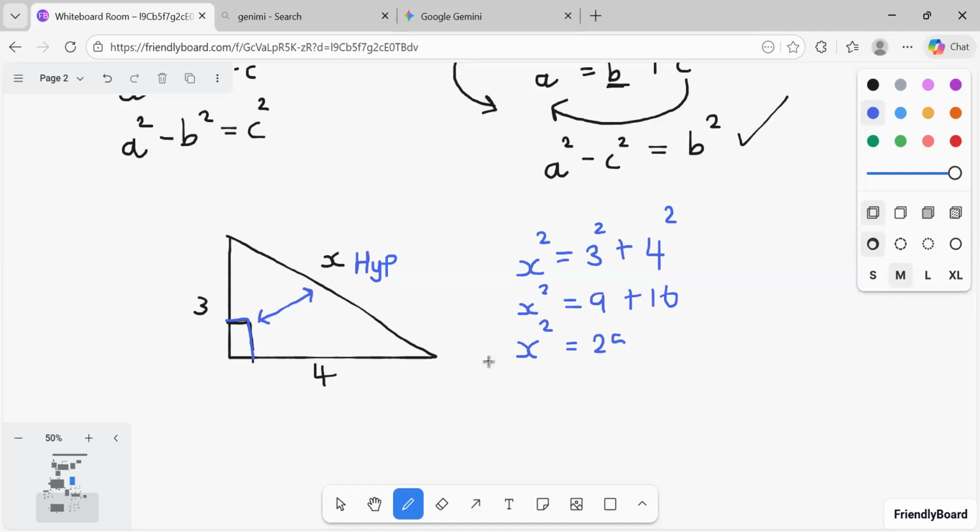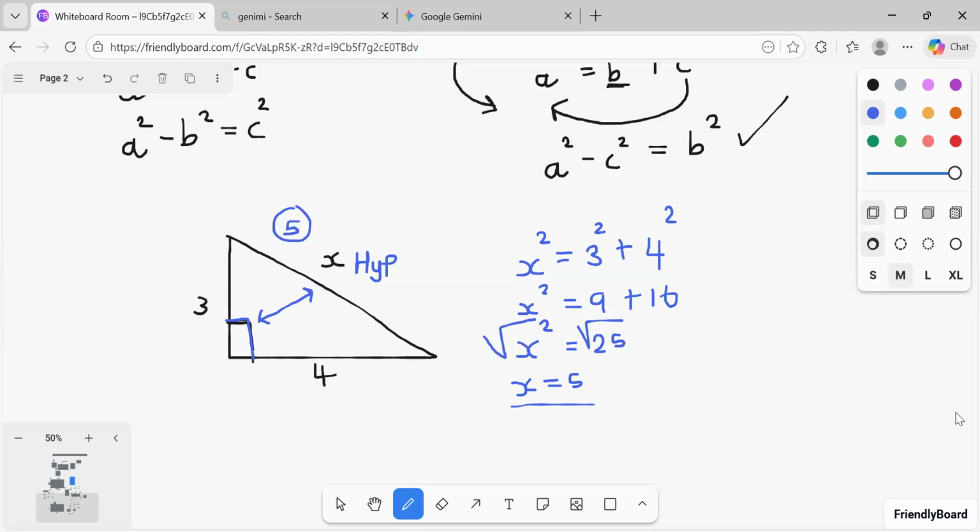Nope, I'm not done. Remember, I'm solving for the x now. It's more like an equation, so I can't leave that squared on that x. I need to get rid of the squared by square rooting both sides. I square root the left side, then I square root the right side. Therefore, x is going to be equal to 5. So I have managed to find the missing side, x, which was my hypotenuse. So I know that this side is equal to 5.